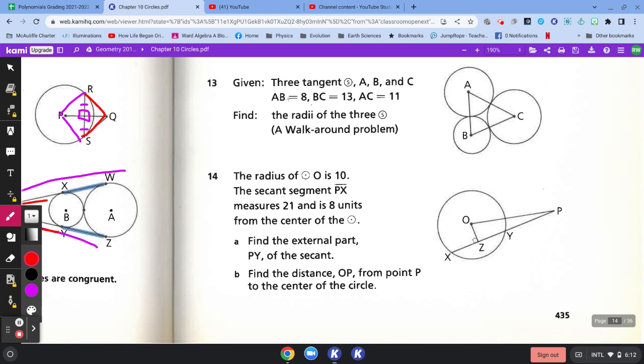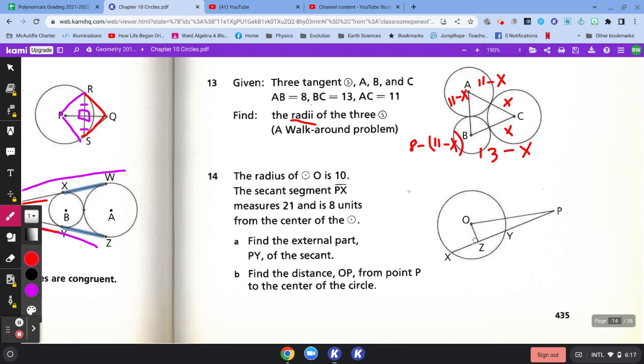Back up, we don't know the radii. We're trying to find the radii of the 3 circles. Find that radii, those radii. So pause and see what you can figure out. Well, I'm going to pause and I'm going to label some things. Okay, you could have labeled this a little bit differently than I did.